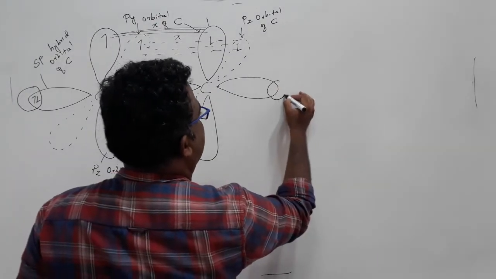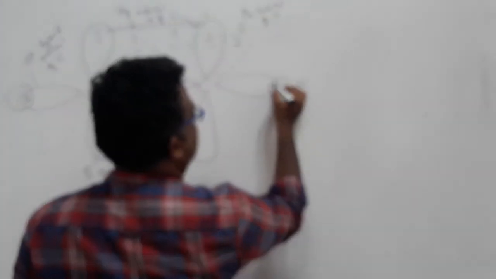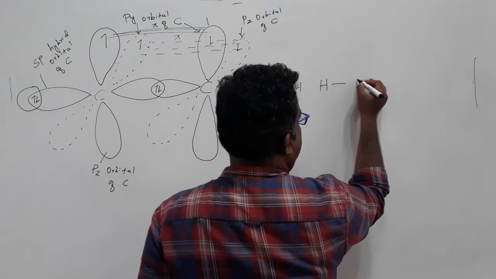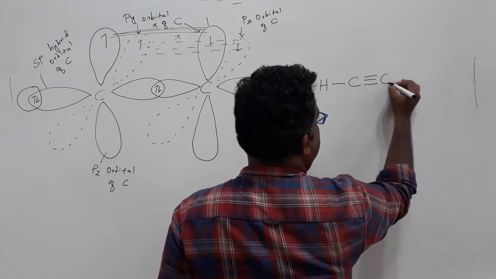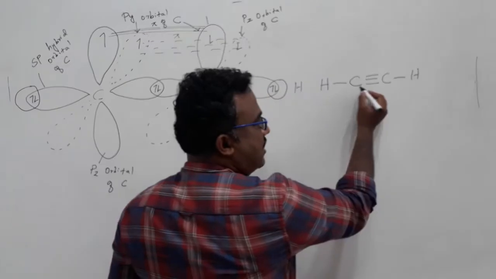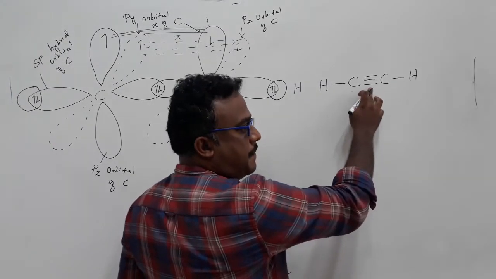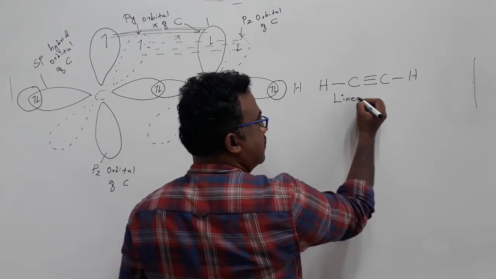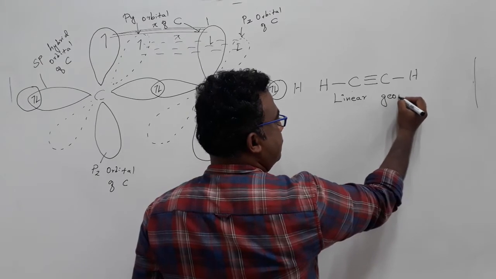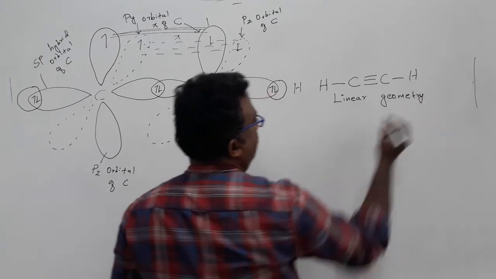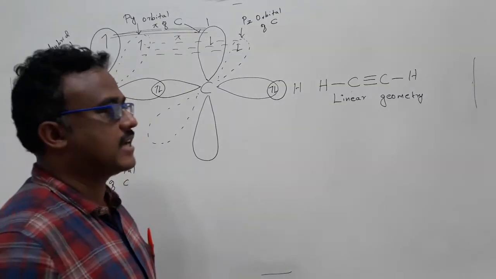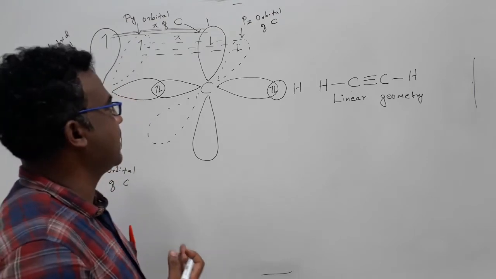This also overlaps with the atomic orbital of a hydrogen atom to form a sigma bond. The overall structure will be HC triple bond CH. It has between the two carbon atoms one sigma bond and two pi bonds. The molecule has linear geometry. We already studied in higher secondary level how sp hybridized carbon is involved in bonding to form a linear geometry.